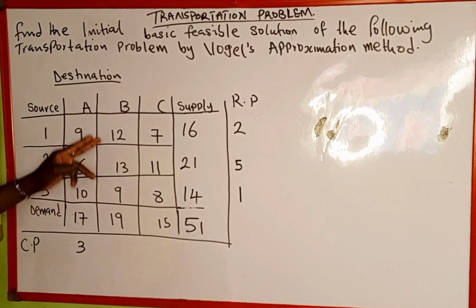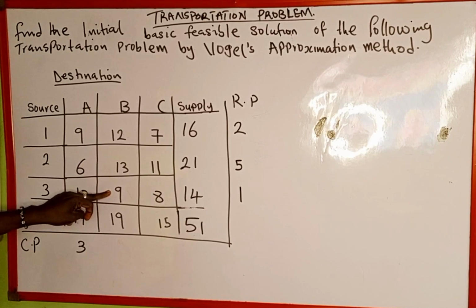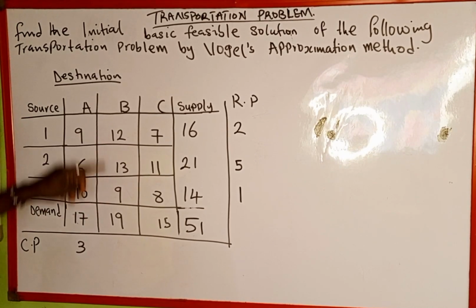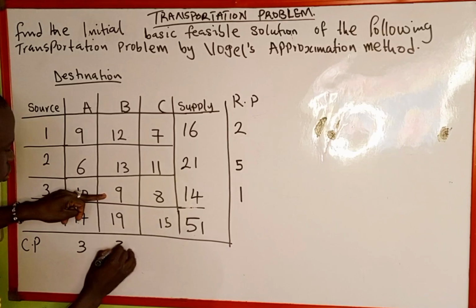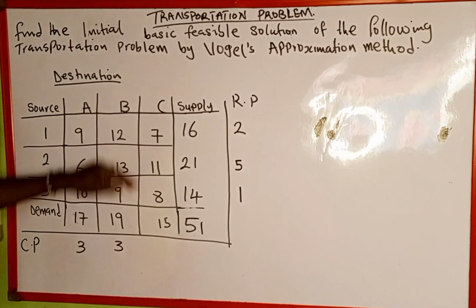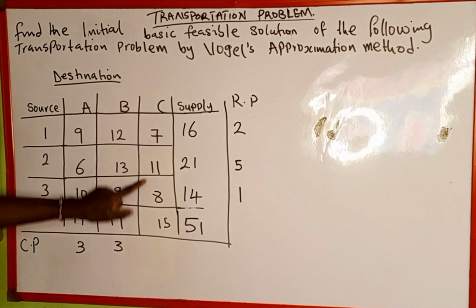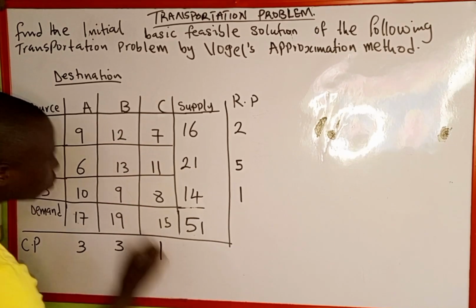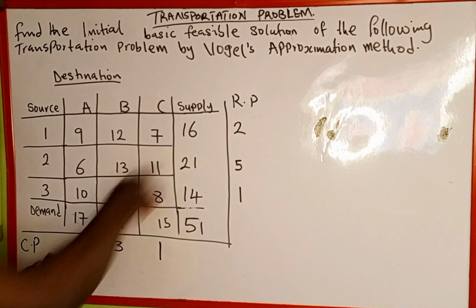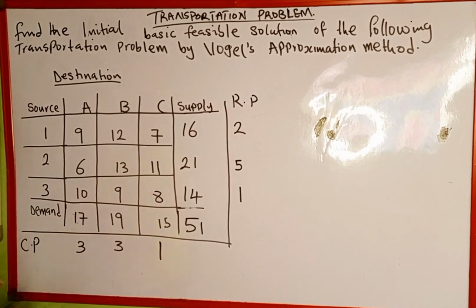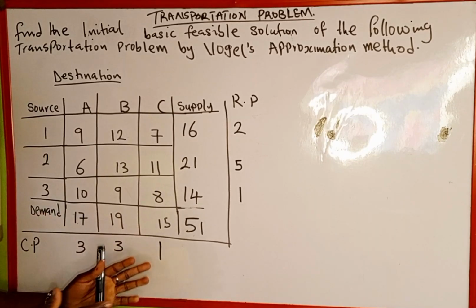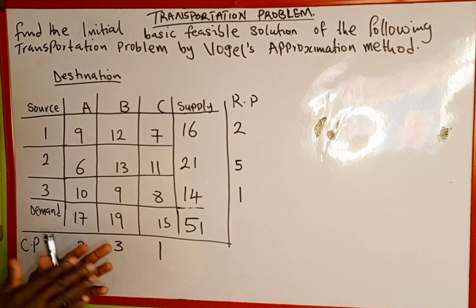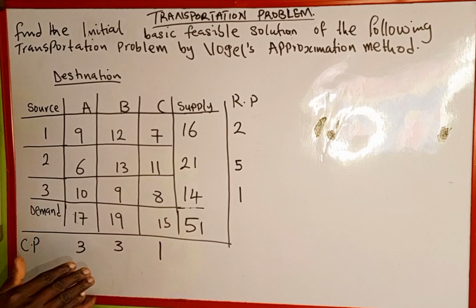Then we are here. The smallest number here is 9 and the second smallest number is 12. 12 minus 9 is going to give us 3. Now we are here. The smallest number is 7. The second smallest number is 8. 8 minus 7 is going to give us 1. Now we have successfully found the row penalty and the column penalty. The next thing we are going to do is to start our allocation from the maximum row penalty or column penalty.